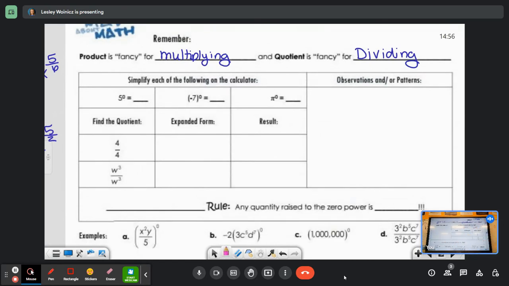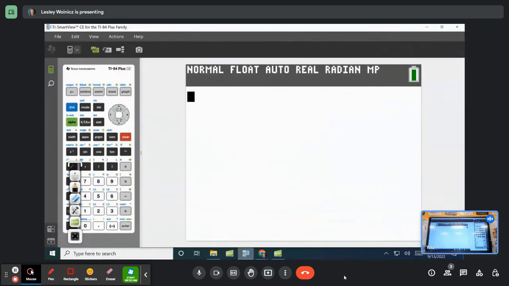So I want everybody to do 5 to the 0 power. Okay, well, let's hold that thought. So 5, and then the exponent button, the power caret, is between the clear and the division symbol. Okay, so 5 power caret 0. And then hit enter. Hold on. You want to tell everybody? It's 1. Good.